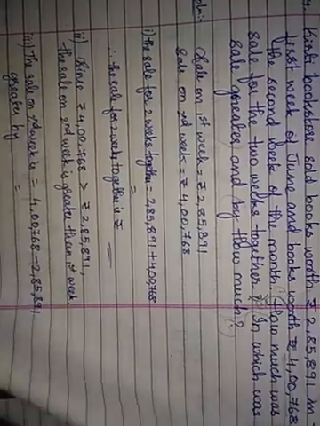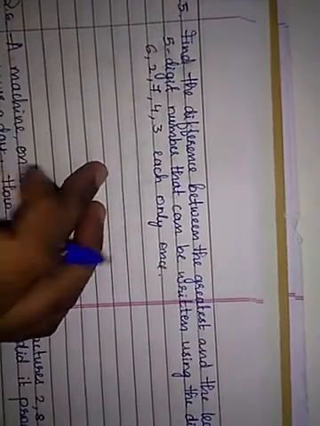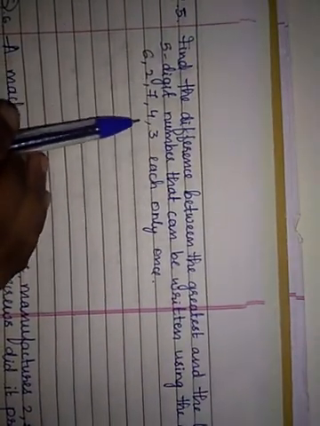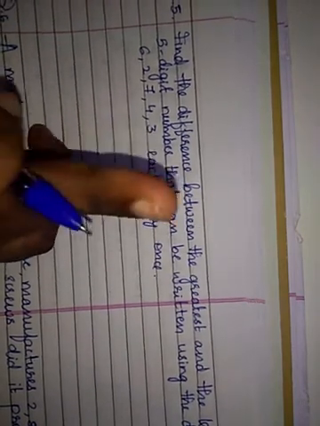Okay, so let's see the next question. Pause the video, complete that, then write the fifth question also by yourself. See here, find the difference between, difference means you already know that it's subtraction, between the greatest and the least 5 digit number that can be written using the digits 6, 2, 7, 4, 3 each only once. You see, these are 5 different digits, we have to form a 5 digit number. One is greatest, one is smallest. We know how to do that.